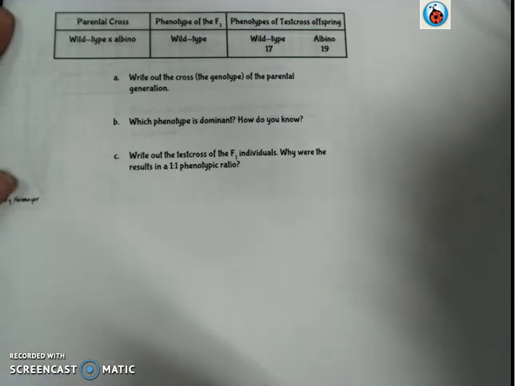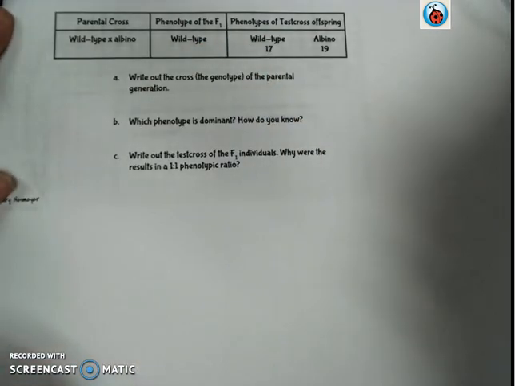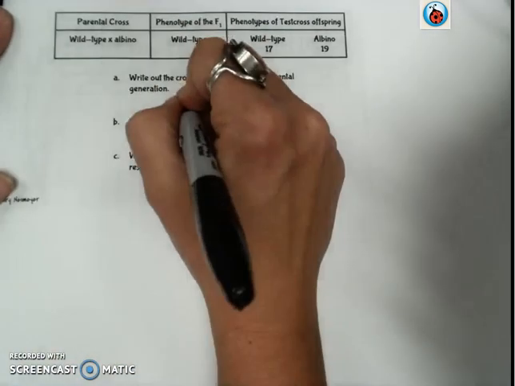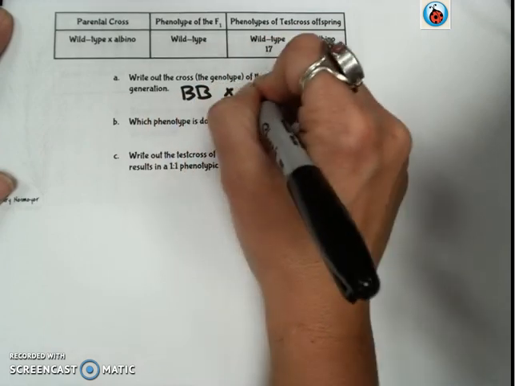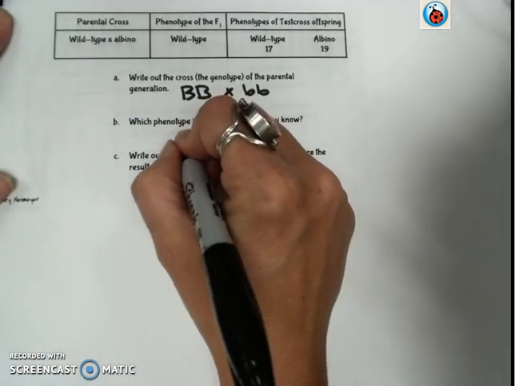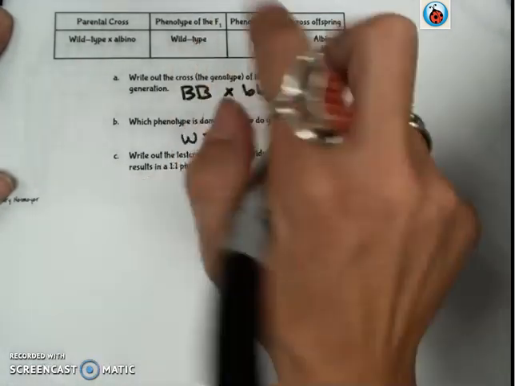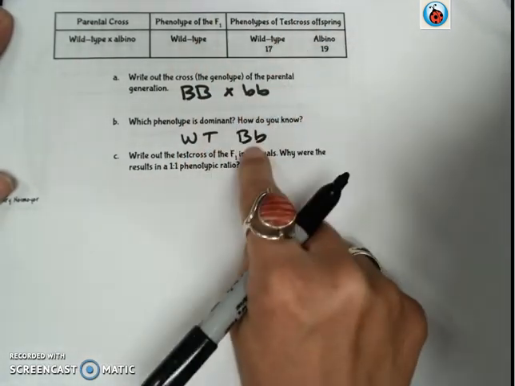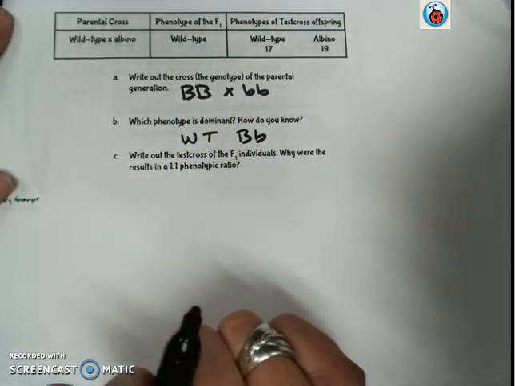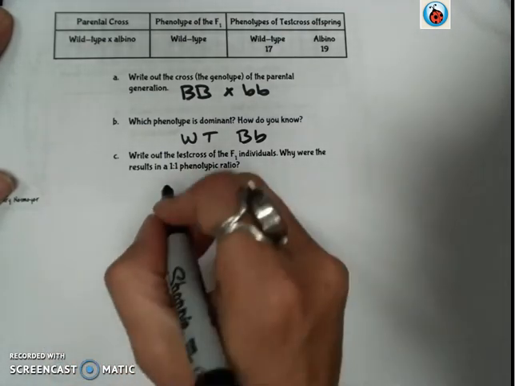Well, for all of the F1 to be wild type, that would imply that the wild type is going to be true breeding crossed with an albino. Okay, and then which phenotype is dominant? Well, the wild type phenotype is dominant because we know that all of the F1 are heterozygous and display that wild type phenotype. Now it says write out the test cross of the F1 individuals.